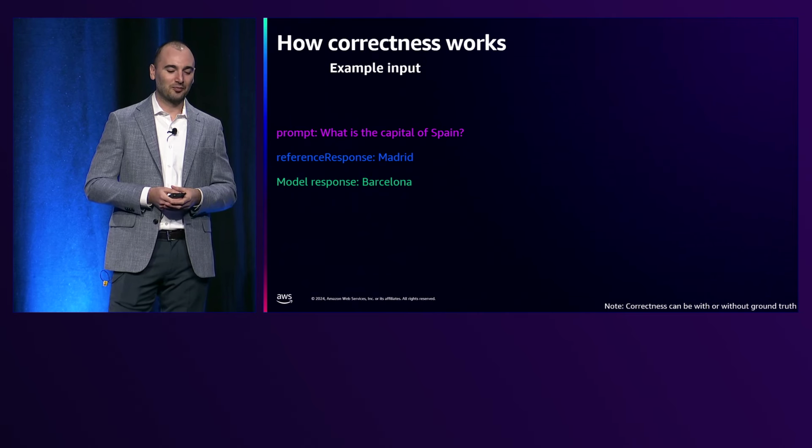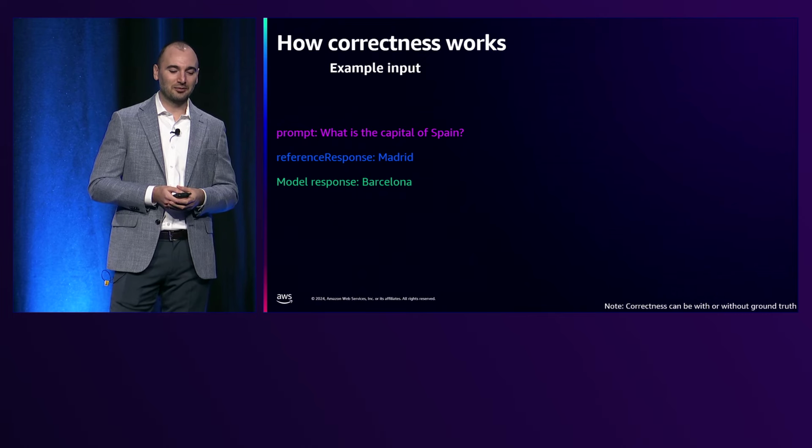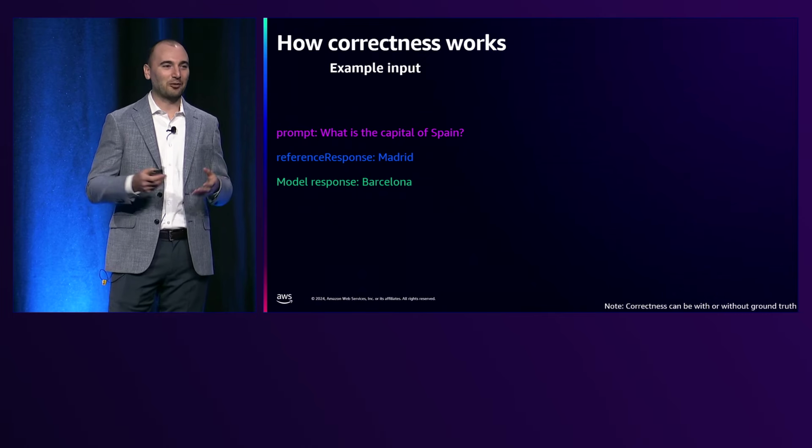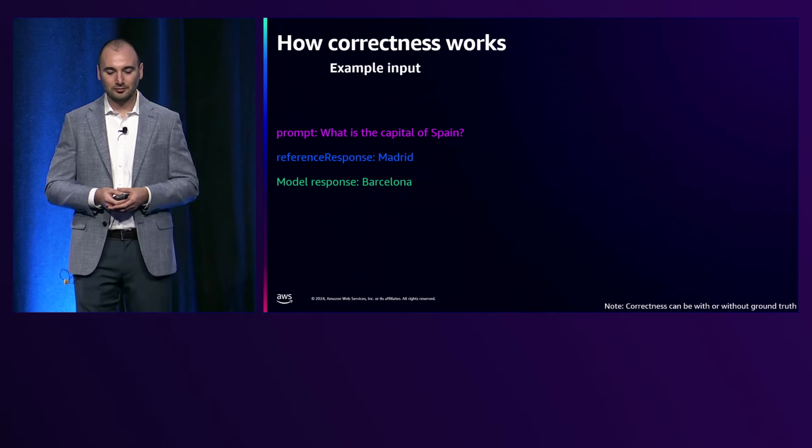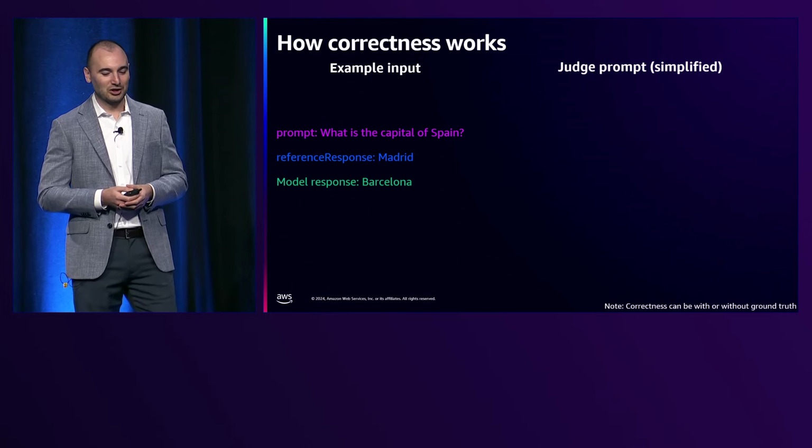That's your prompt. We know the answer is Madrid. Let's say the model response gives you Barcelona. Okay, well, how would this actually get evaluated by an LLM as a judge? Let's take a look at this judge prompt.